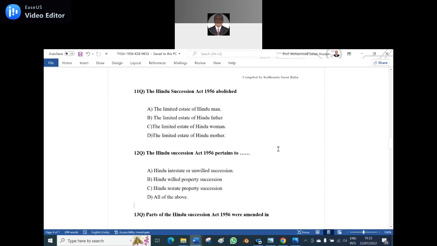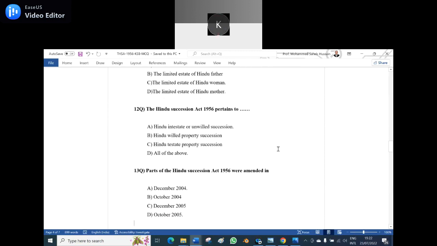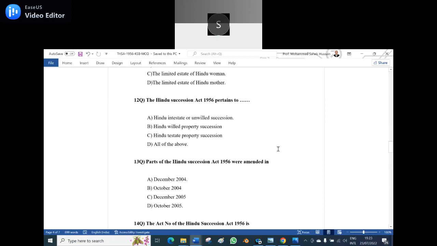12th question. The Hindu Succession Act 1956 pertains to A, Hindu intestate or unwilled succession, B, Hindu willed property succession, C, Hindu testate property succession, D, all of the above. Option A, Hindu intestate or unwilled succession. Yes, option A is the correct answer.